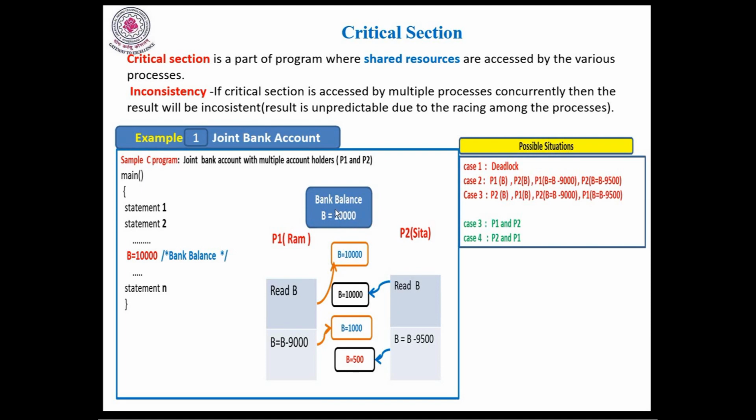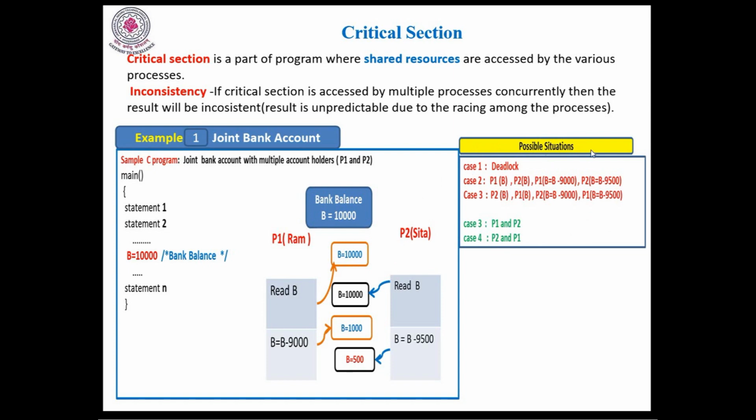So what is the inconsistency here? Both the account holders are able to withdraw an amount with the balance of 10,000 rupees. How much are they withdrawing? P1 withdrawing 9,000 and P2 withdrawing 9,500. So the total is 18,500 rupees with a balance of 10,000 rupees. How is it possible? So this is called inconsistency.